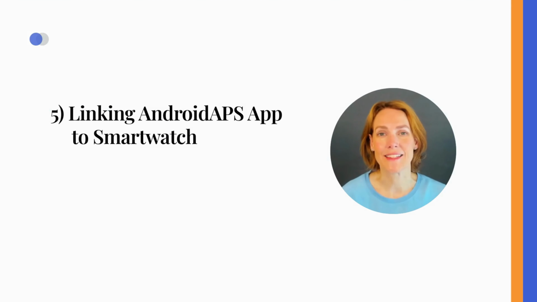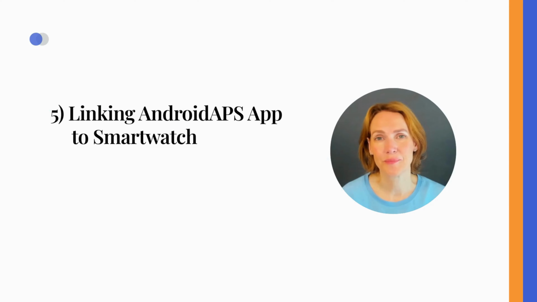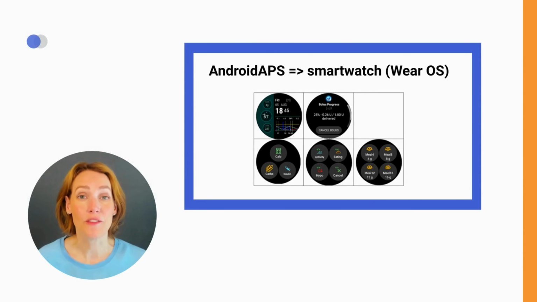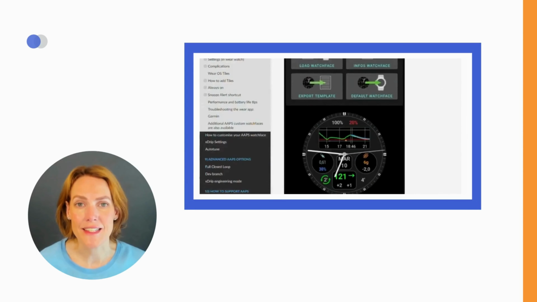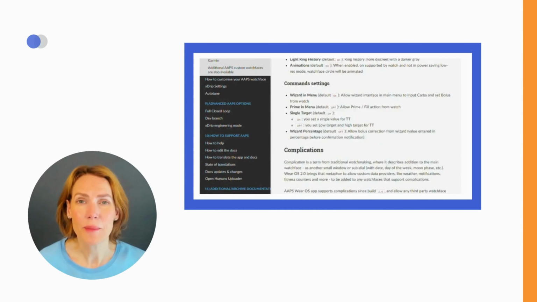5. Linking the AndroidAPS app to a smartwatch. When it comes to linking the AndroidAPS app to a smartwatch, there are several options available. If you have a smartwatch running a recent version of the Android Wear operating system, you can not only view your AndroidAPS data on the watch, but also perform actions such as giving a bolus or setting a temporary target value. You can find information on which watches have been tested and how to set them up in the AndroidAPS documentation.